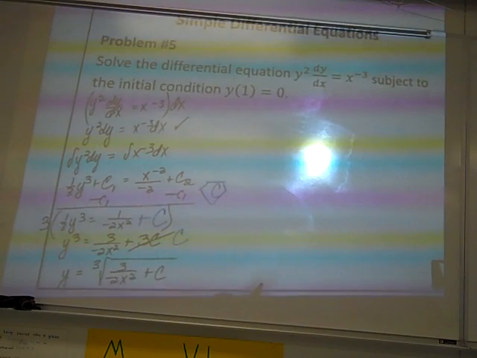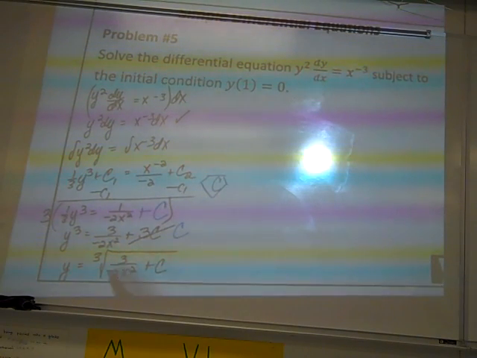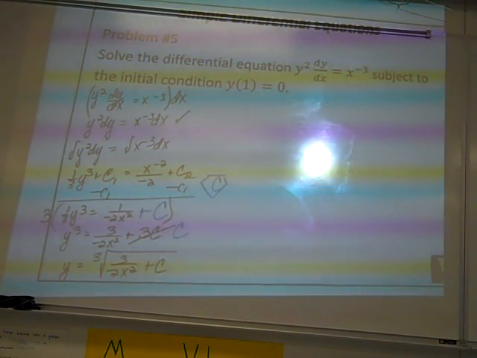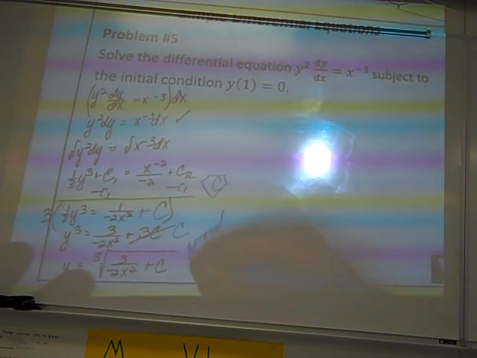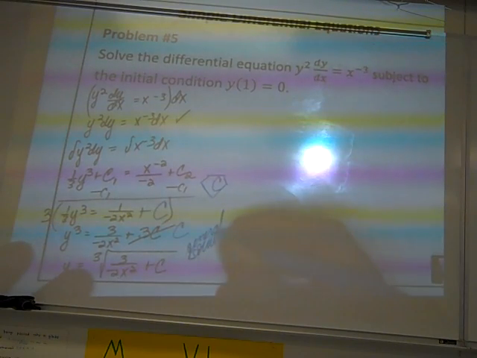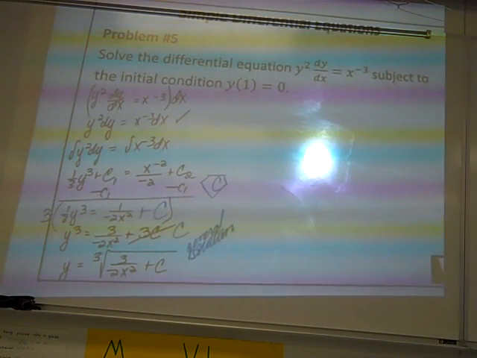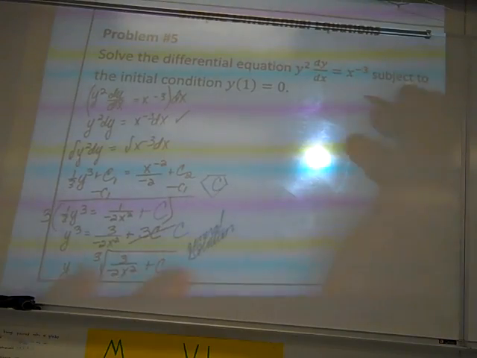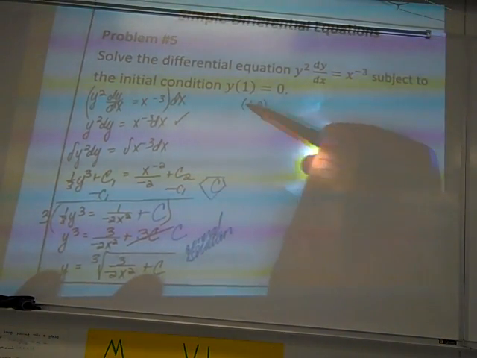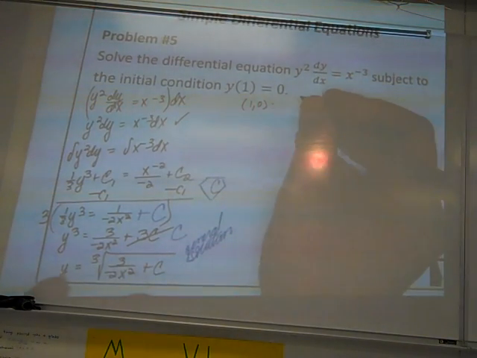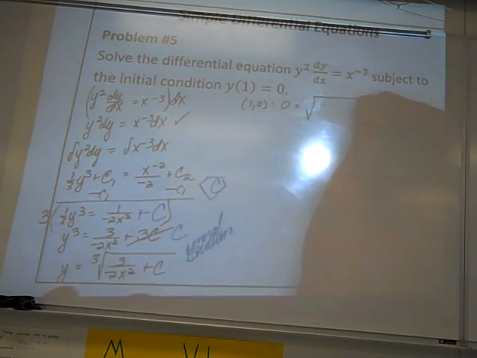If we stop here with y equals the cubed root of 3 over negative 2x squared plus c, what we have is a general solution. And general solutions are fine unless you're given an initial condition. In this case, we were, so y of 1 equals 0 means that if x is equal to 1, y is equal to 0. So let's use that. 0 is equal to the cubed root 3 over negative 2 times 1 squared plus Charlie.